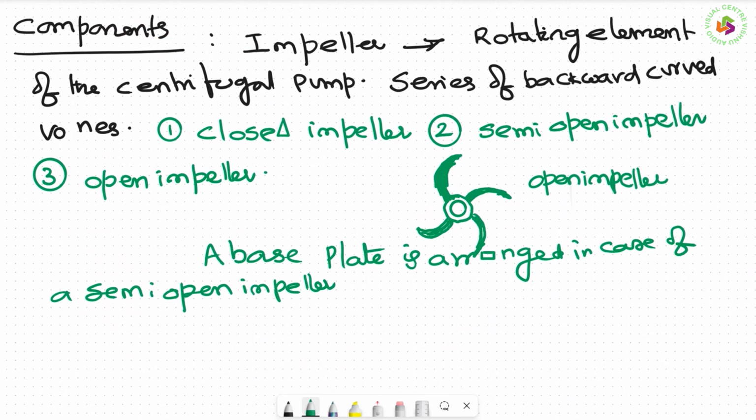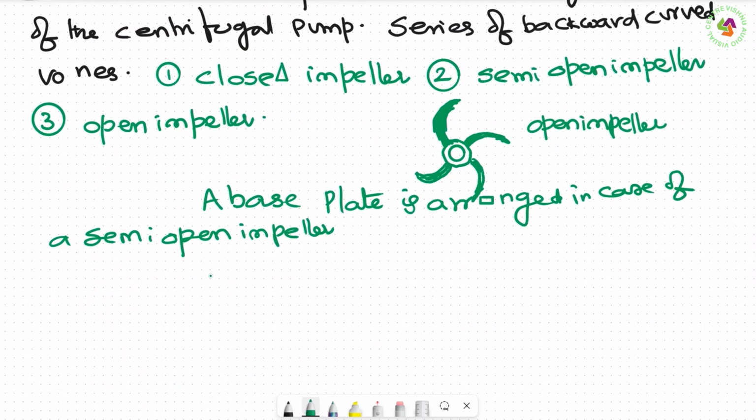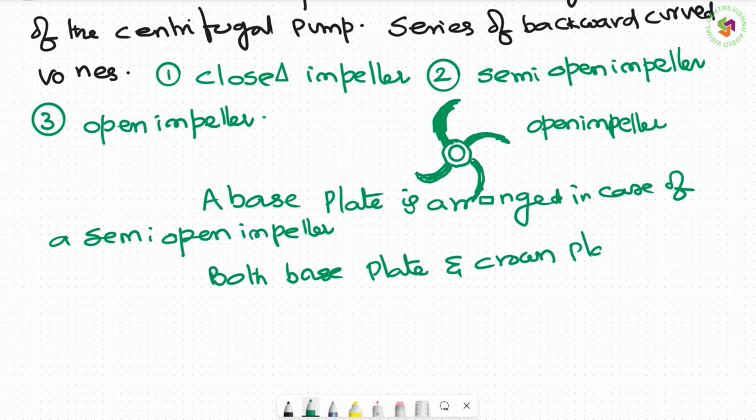In the case of a closed impeller, there will be both a base plate and a crown plate. These are nothing but circular plates. If a circular plate is fixed at the bottom of this open impeller, we call it a semi-open impeller. If we have one more at the top, then we call it the closed impeller.